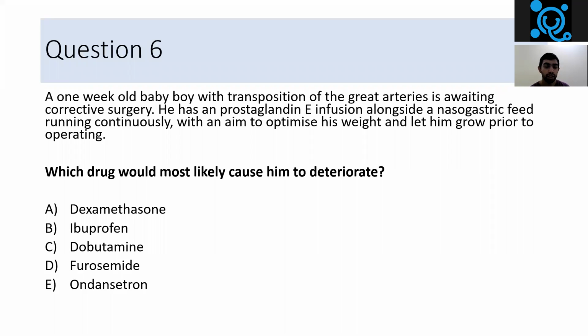Talking about transposition of the great arteries in particular, it is what we call a duct-dependent lesion. Survival is heavily dependent on keeping the ductus arteriosus open. So talking about some pathophysiology now. Things that maintain ductal patency are prostaglandins and a relatively low concentration of oxygen. This is what happens in utero. These are the two things that maintain the ductal patency.